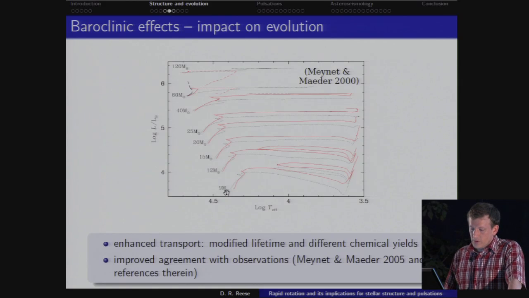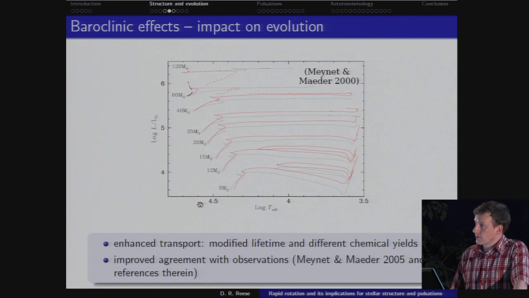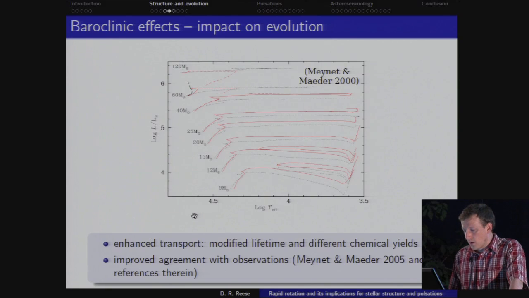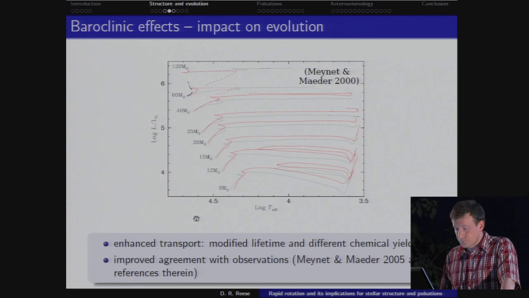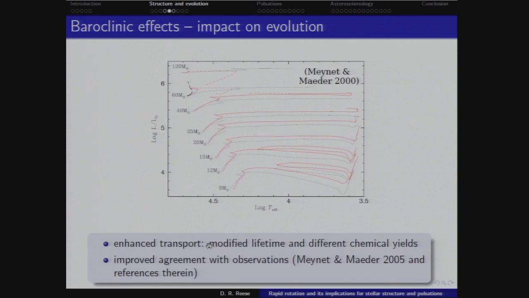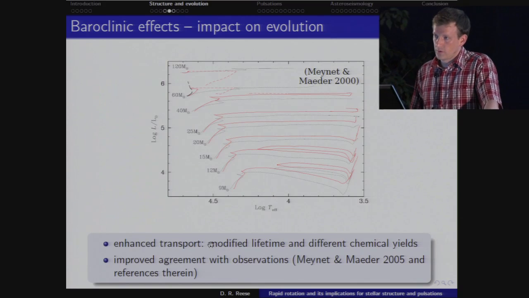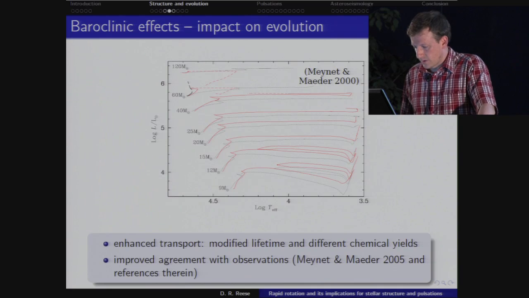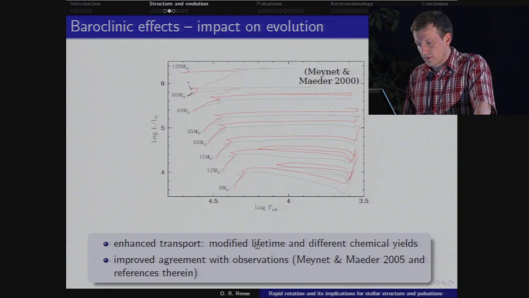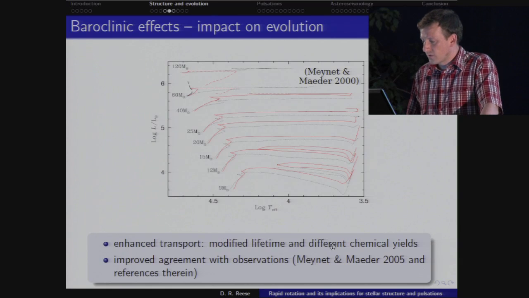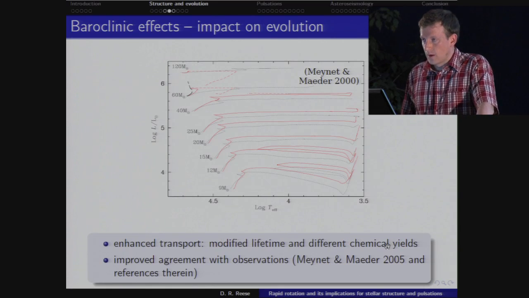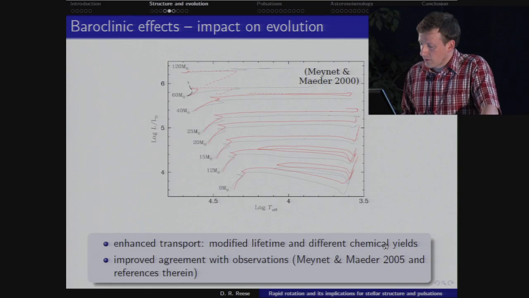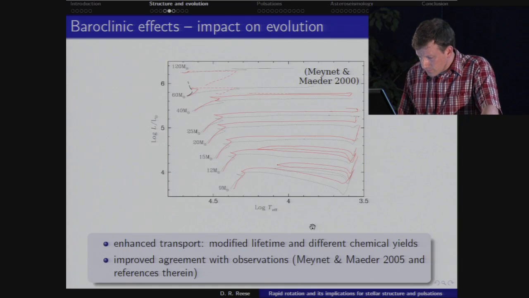Now, this will have a long-term impact on the star because it will enhance transport processes, which will effectively increase the core of these stars, or the amount of available material for nuclear combustion, and so prolong their lifetime on the main sequence. And then, of course, it will modify their chemical yields. And Anna Palacios has already talked about this a few days ago.